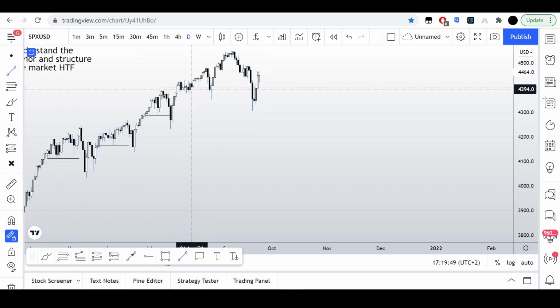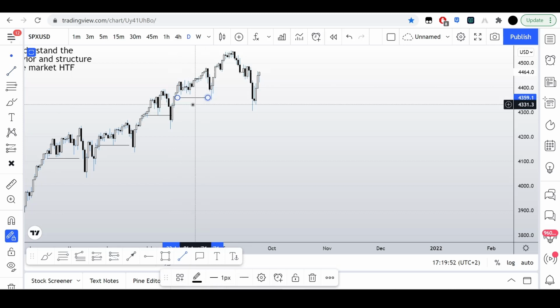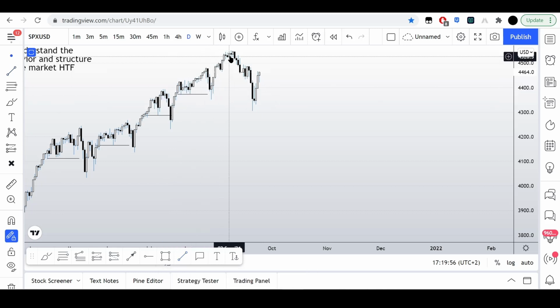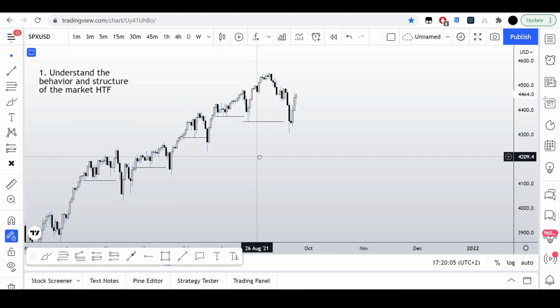Look, once again, low, runs it right here, goes higher. Low, came into a deeper discount right here, and now it's running higher. So I understand the behavior of the market.